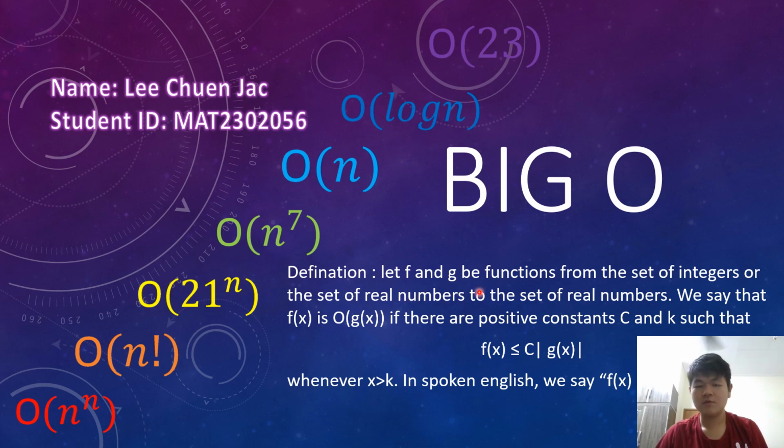Let f and g be functions from the set of integers or the set of real numbers to the set of real numbers. We say f(x) is Big O of g(x) if there are positive constants c and k such that f(x) is smaller than or equal to c g(x) whenever x is bigger than k. In spoken English, we say f(x) is Big O of g(x).